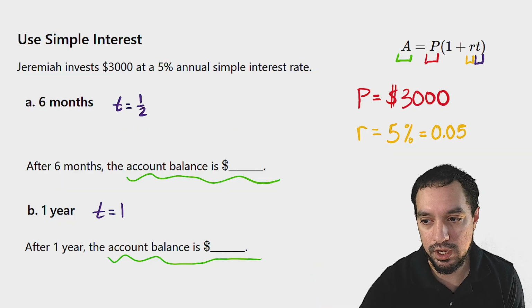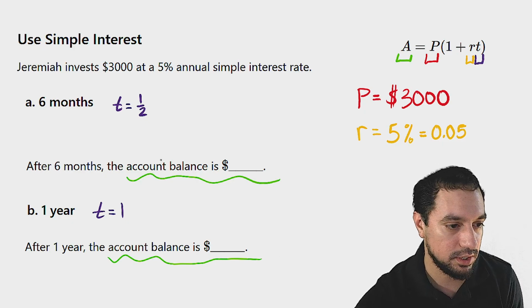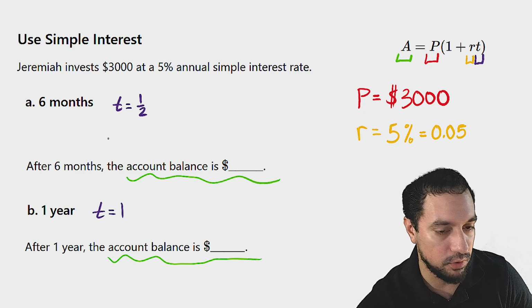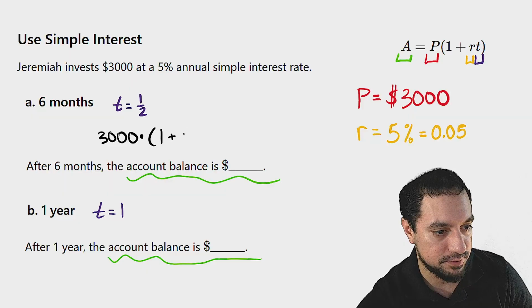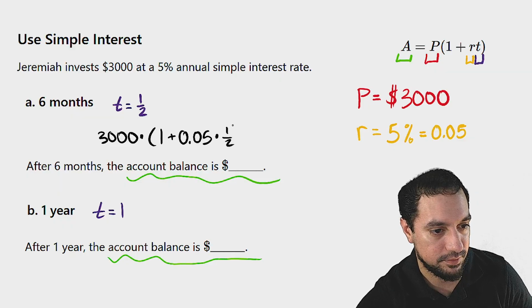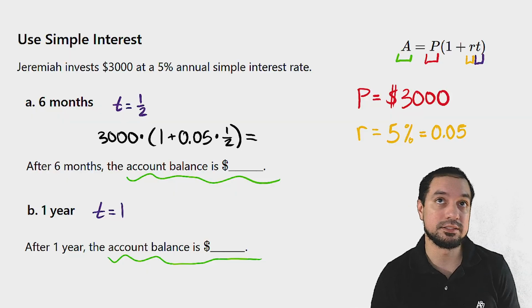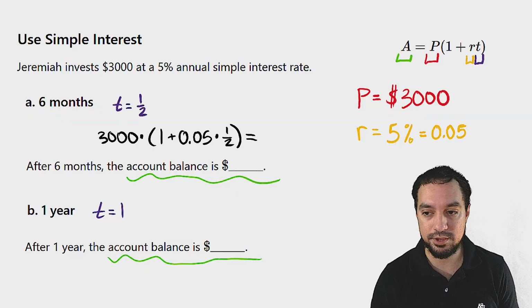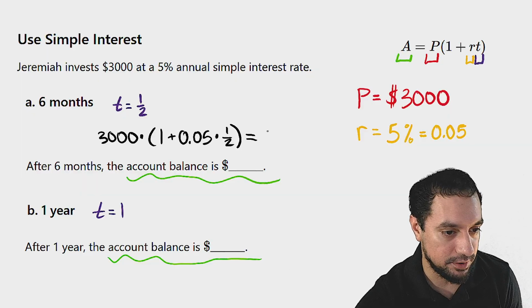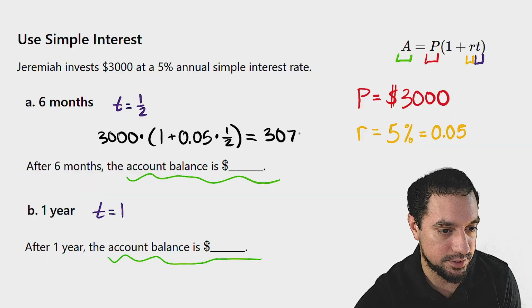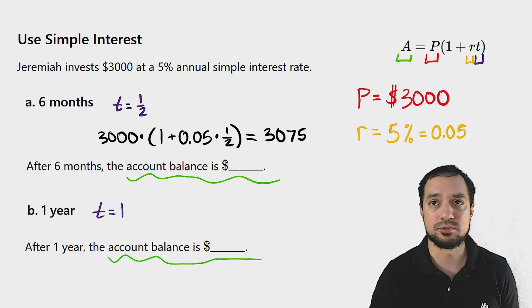All right, let's go ahead and plug in here. So for part A, my equation will look like the principal amount times the quantity 1 plus my interest rate times time. And I'm just going to plug it into a calculator exactly how I wrote it there with the parentheses and everything. And I'm going to get a final answer of 3,075.